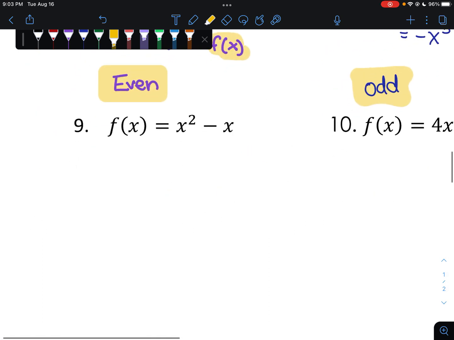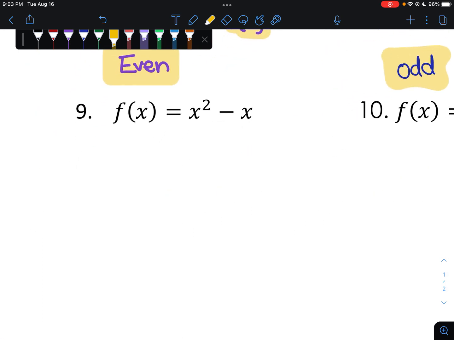Moving on to number 9. Number 9, we have f of x equals x squared minus x. So again, we evaluate it at f of negative x, which means I am going to plug in negative x for every x that I see in this equation. So negative x squared, a negative times a negative is a positive, x times x is an x squared. Then I have a double negative right here. So two negatives here and here turn out to give me one big positive.